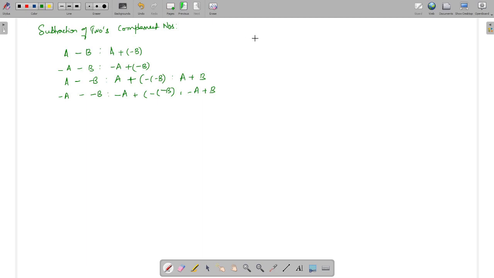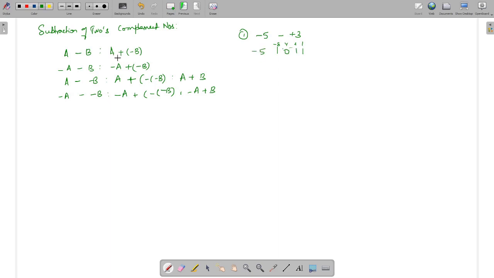Let me take a few examples. For example, let's take minus 5, with plus 3 subtracted from minus 5. So how do you represent minus 5 in 2's complement? It is 1, 1, 0, 1, with weights minus 8, 4, 2, 1. You have to subtract 3 from this, so you have minus 3. So this is minus 5.